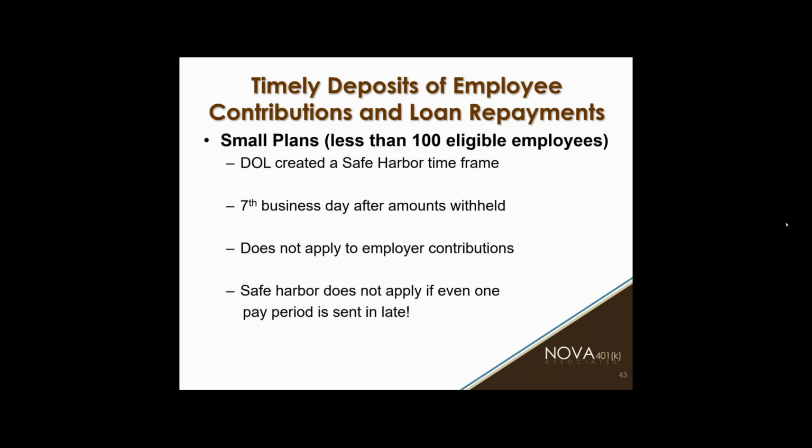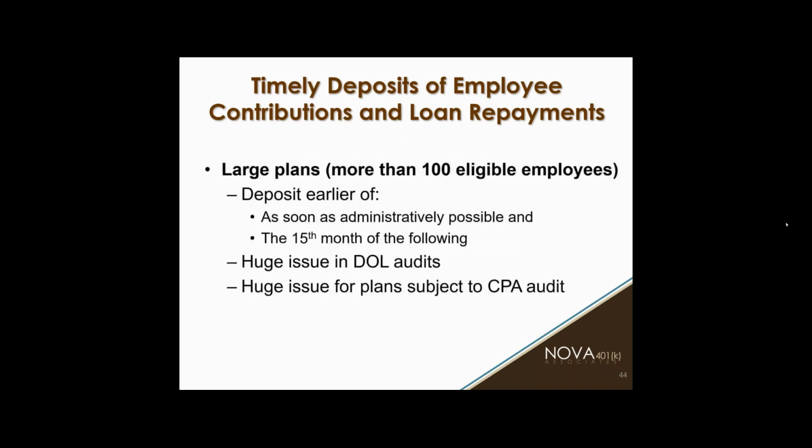Now, if you're a small company with effectively less than 100 eligible people, the DOL created a safe harbor time frame that's 7 business days after the pay date. So you have to get the money over to your investment provider within that time frame, or they're considered late. This doesn't apply to your employer contributions. This is the employee money, whether it's a loan repayment or an employee contribution deduction. Now, the large plans have a more nebulous deadline, right?